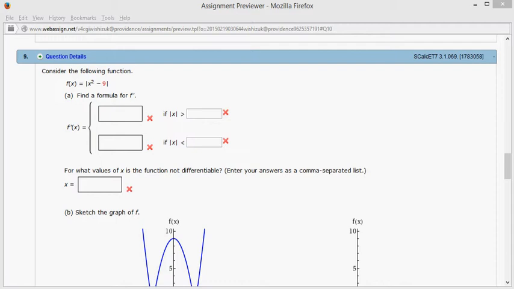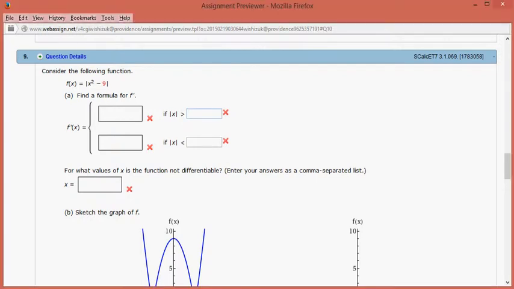Alright, let's look at homework 3.1, problem number 9. This is the function with the absolute value sign: the absolute value of x squared minus 9. If the absolute value of x is greater than 3, then x squared minus 9 is going to be positive, so the absolute value sign really doesn't do anything. So f of x is exactly the same thing as x squared minus 9.